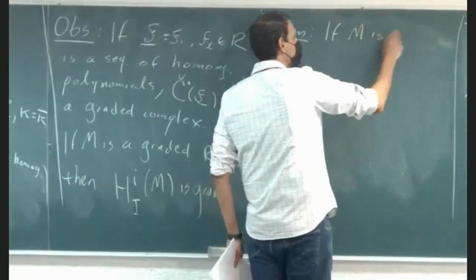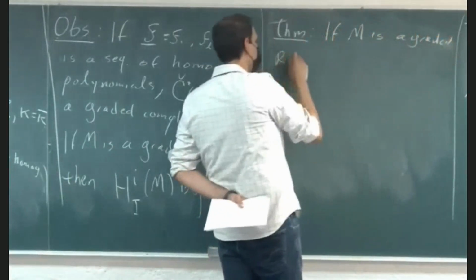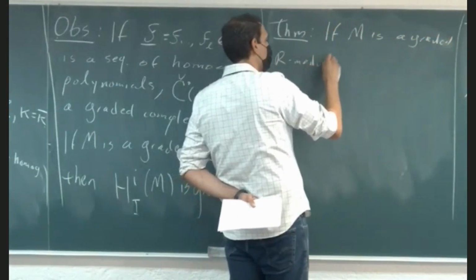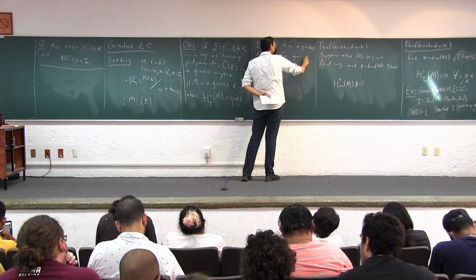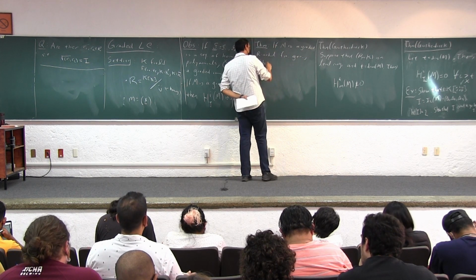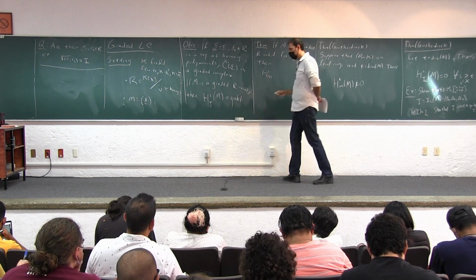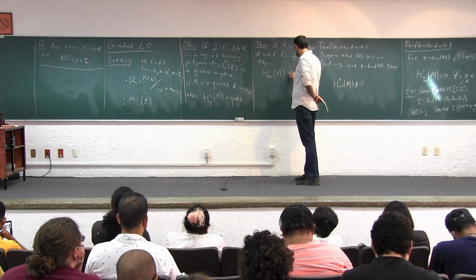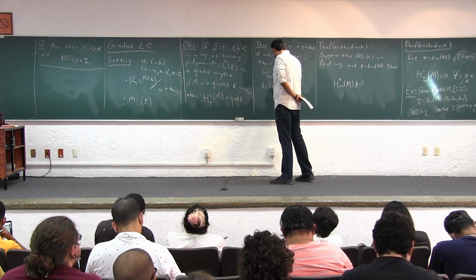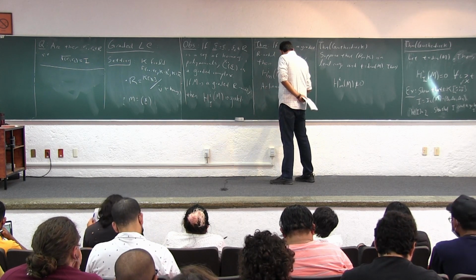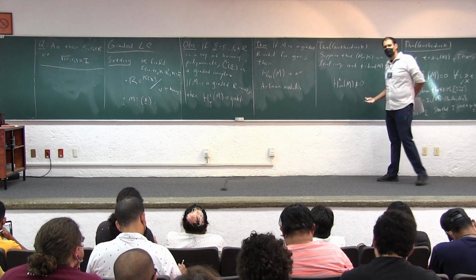If M is a graded, finitely generated module, then its local homology at the maximum homogeneous ideal is an Artinian module. So it satisfies the descending chain condition.